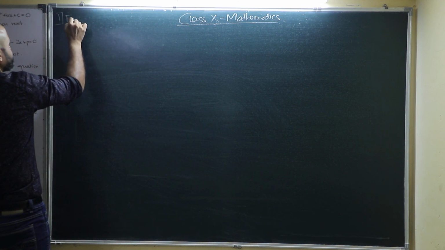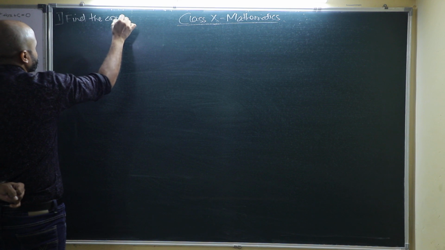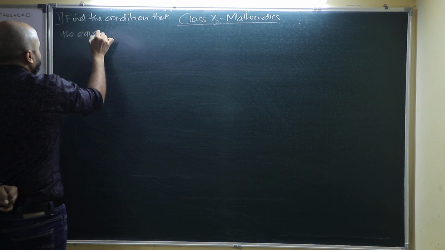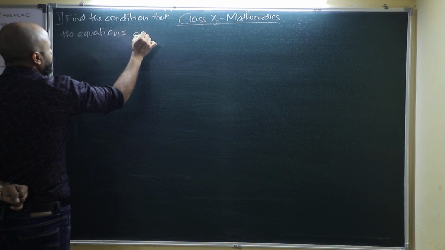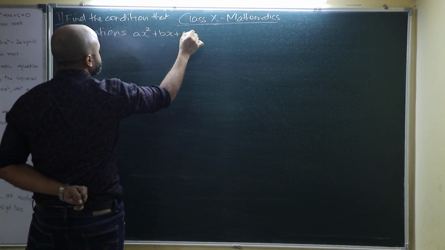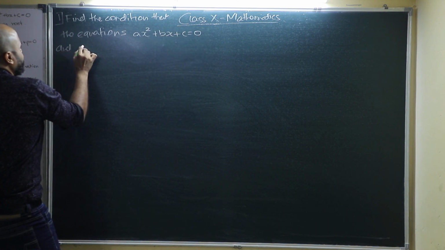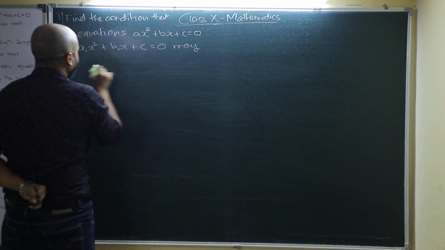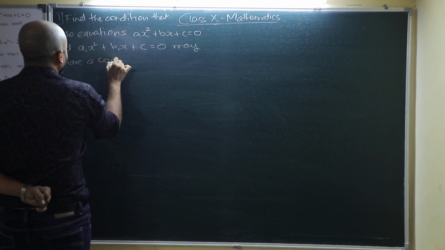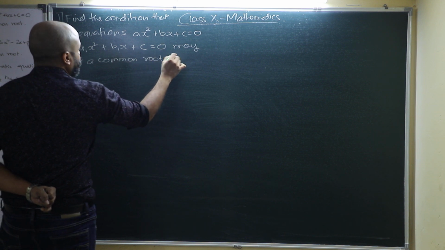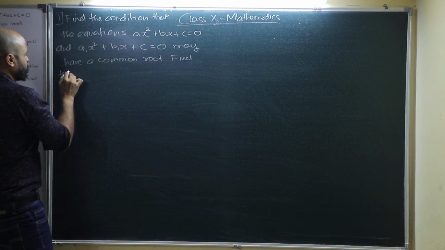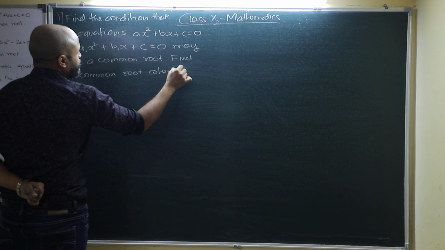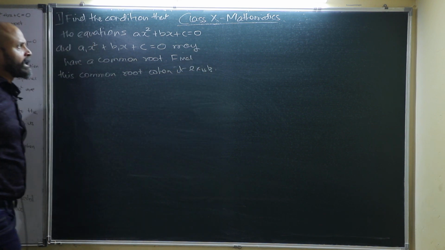The first question that we have here is: find the condition that the equations ax square plus bx plus c is equal to 0 and a1x square plus b1x plus c is equal to 0 may have a common root. Find this common root when it exists. So just look at this question.